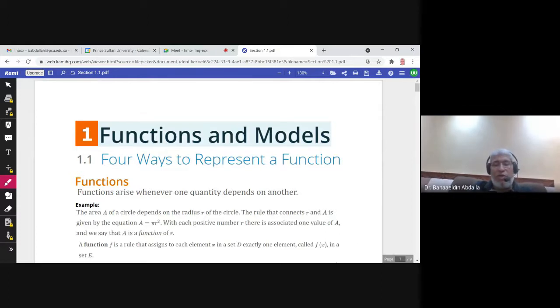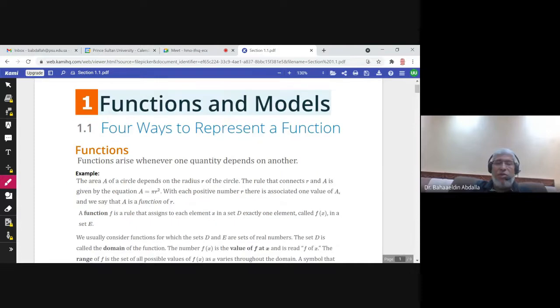This is the first lecture of Math 111 Calculus 1. We are using the book Calculus Early Transcendental Functions, the 9th edition by Stewart and others. We will start with Chapter 1, section 1.1. Chapter 1 is about functions and models. Section 1.1, four ways to represent a function.